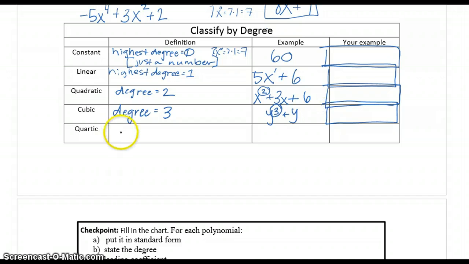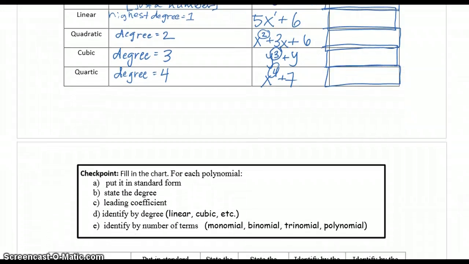And last, we have quartic, which, as you may guess, has the highest degree of 4. So for example, you could have x to the fourth plus 7. Our highest degree here is 4. So go ahead and write your own example of a quartic, and then flip to the next page in your notes, and you will see, whoop, too far.